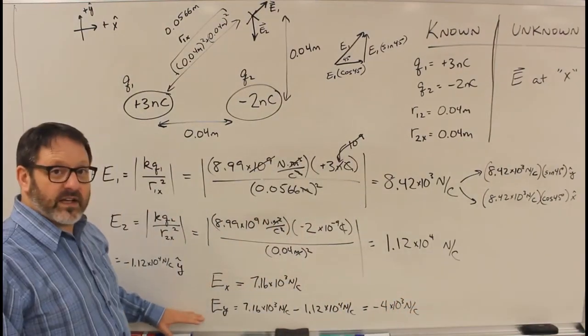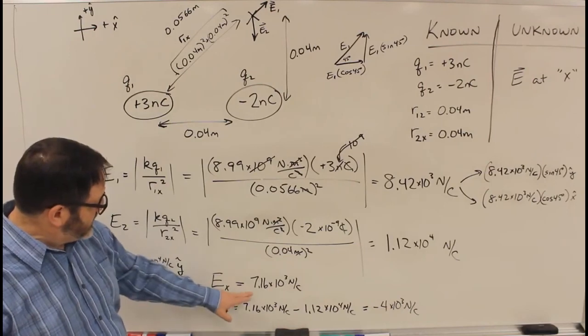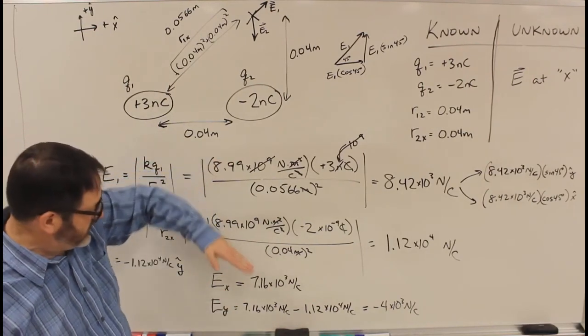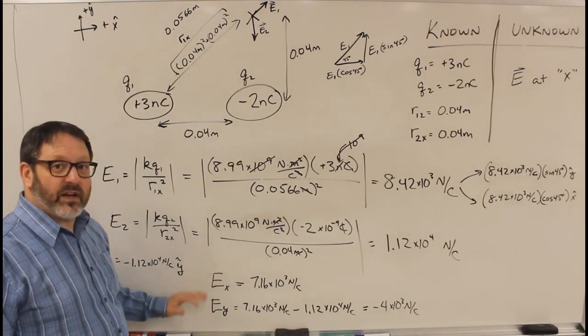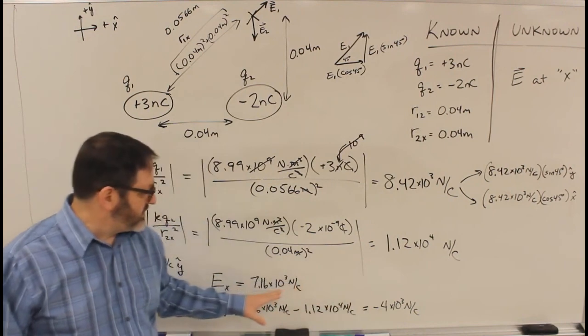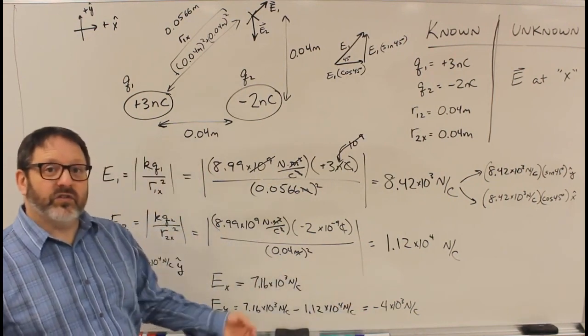It gives you the x and y components, so we can see that the field goes to the right and down at that point. If you need to get magnitude and direction, then you just use the Pythagorean theorem with these two, and you can use the tangent.